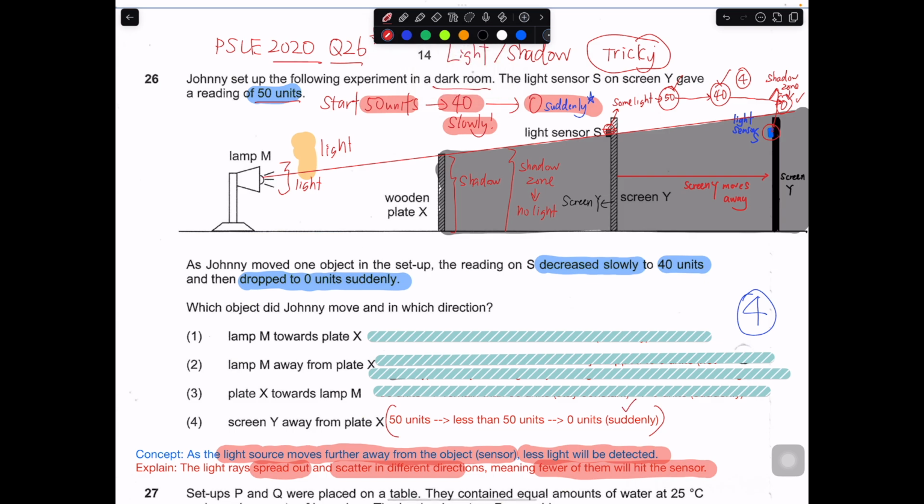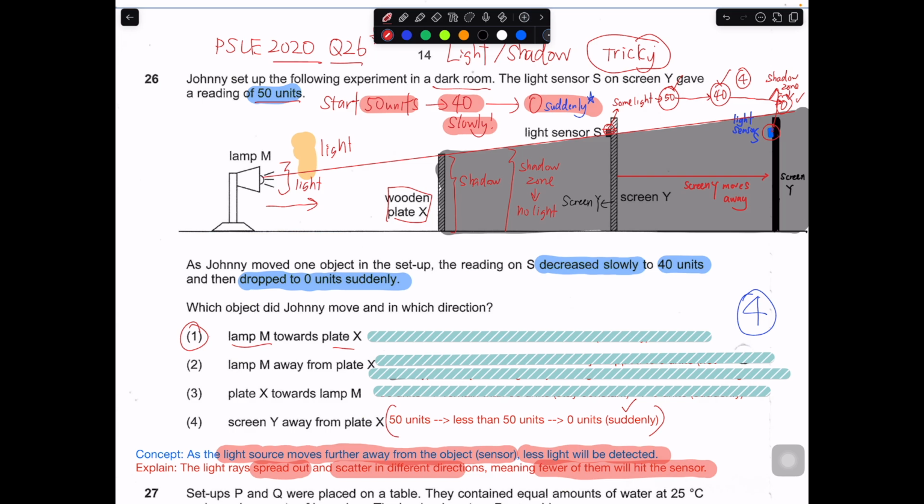So let's take a look at why 1, 2, and 3 are not correct answers. If I play out the whole thing for number 1, lamp M moved towards X. If I move this towards X, do you realize that lamp N is getting nearer and nearer to the light sensor? So in this case, the reading would have increased. At one point, the lamp will be more or less in front of the plate X, such that it will be fully in the shadow zone.